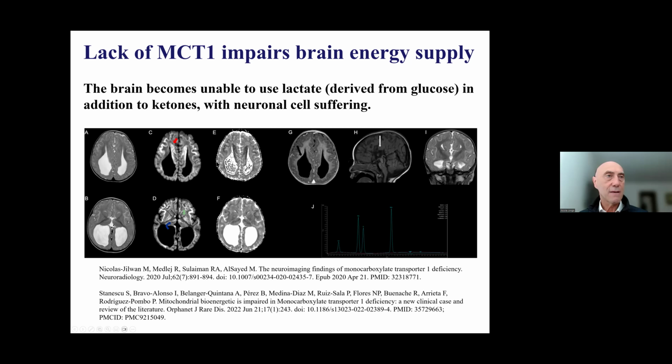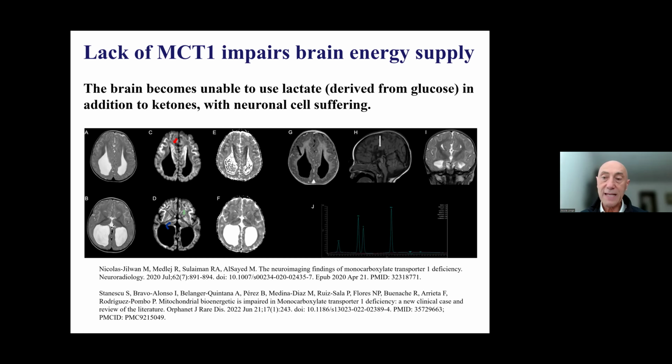And what you can see here is the fact that there are enlarged ventricles, which reflect suffering. You develop brain atrophy with time if you do not provide enough energy. And here you have a spectroscopy that shows mostly a lower N-acetyl aspartate peak, which just reflects the fact that the brain is not developed correctly. So this is the only condition among the ones that we discussed where you can have brain suffering which is directly related to the pathophysiology of the disease.